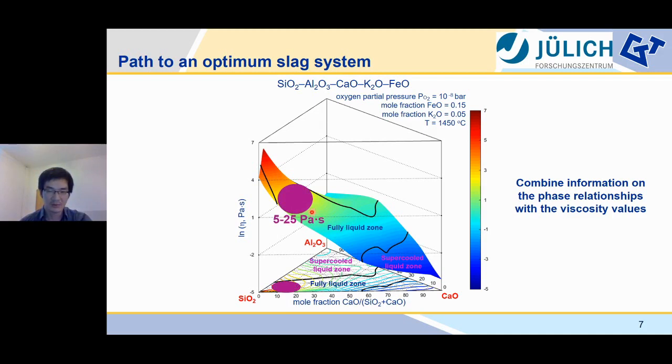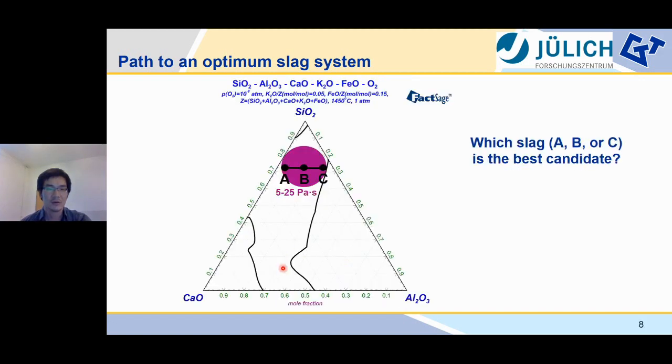You may notice this purple circle is located within this fully liquid zone because in the region below the liquidus temperature, for example here, the viscosity could be sharply increased by the crystals due to crystallization. That's why I defined this region as high risk. So we try to find our solution, our optimum slag system, within this purple circle.